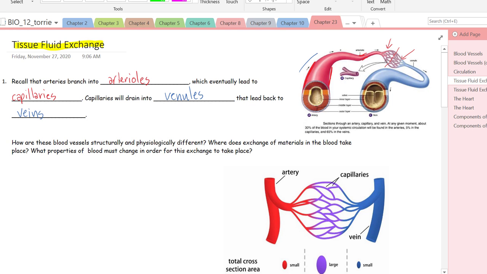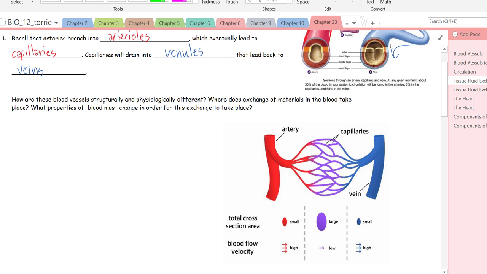Where we have arteries into arterioles, into the arterial end of the capillary bed, into the venule end, venules, and essentially into veins. And the structure of each of those all set up the sort of requirements to allow materials to be exchanged. So that's what we're looking at here. How are these blood vessels structurally and physiologically different? Where does the exchange of materials in the blood take place? What properties of blood must change in order for this change to take place?